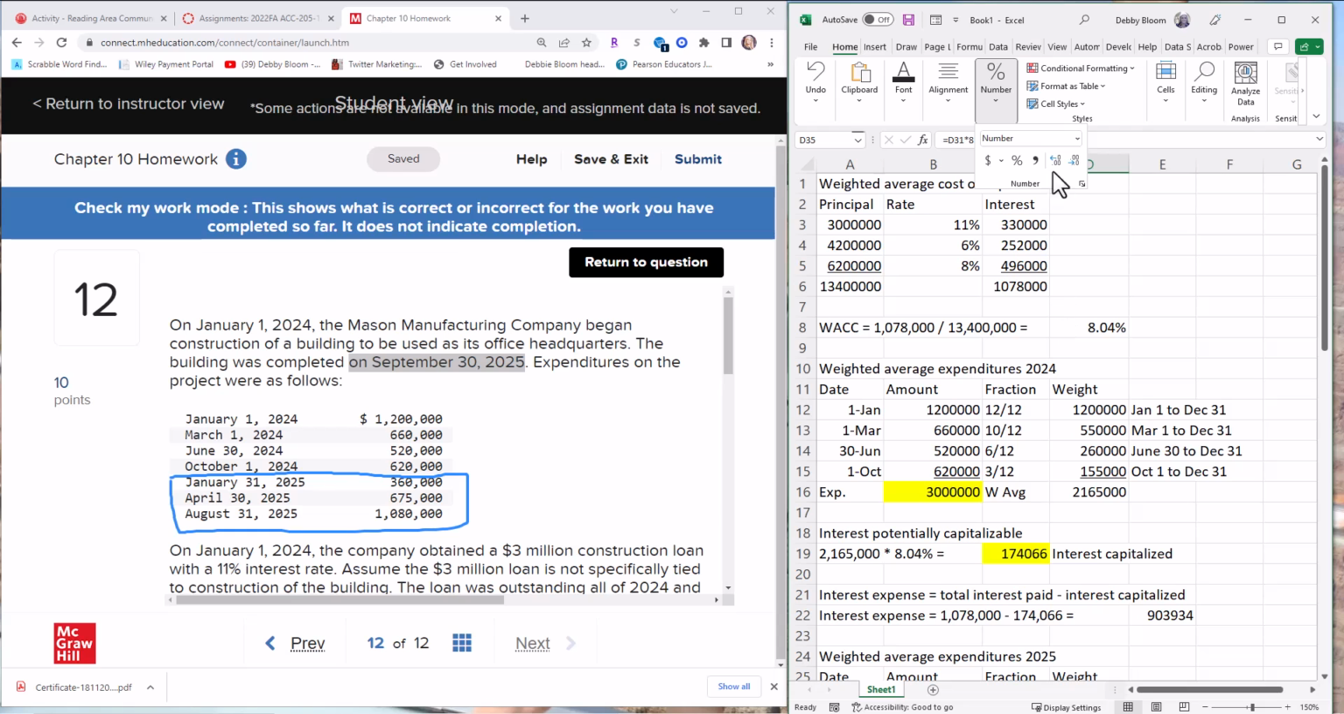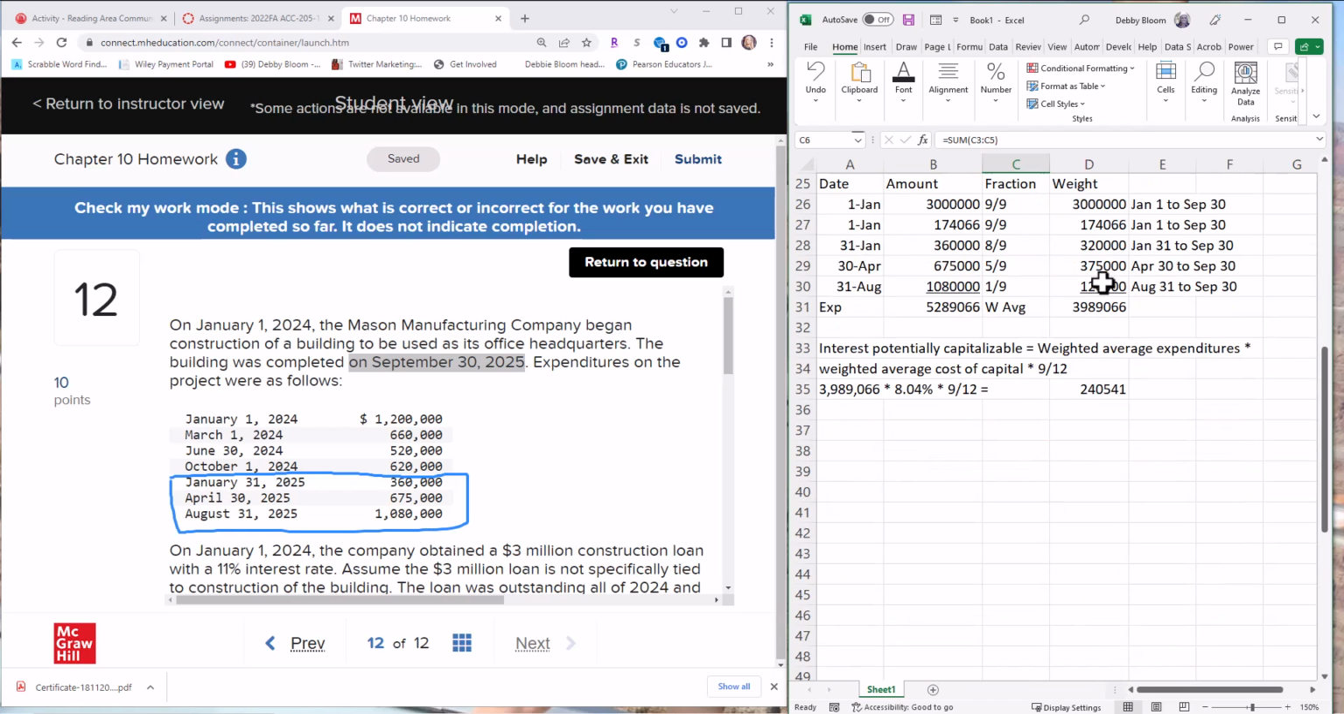240,541, and then we compare it to our total interest expense. So our total interest expense is over $1 million. So since 240,000 is less than $1 million, that goes from interest potentially capitalizable to interest capitalized. Now we do exactly the same thing that we did before. We're going to calculate our interest expense as the total interest paid, subtract out the interest capitalized.